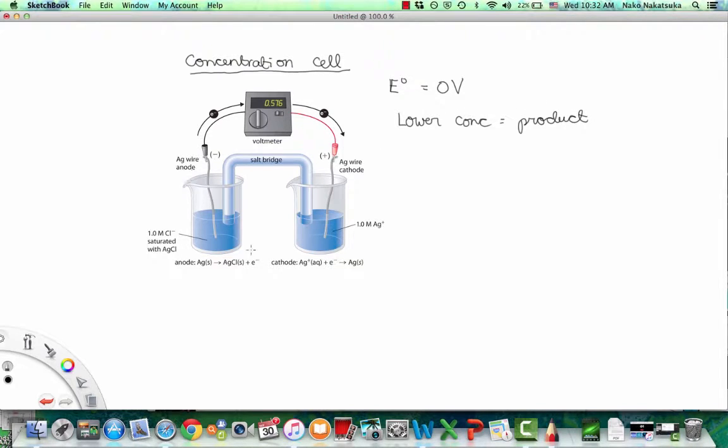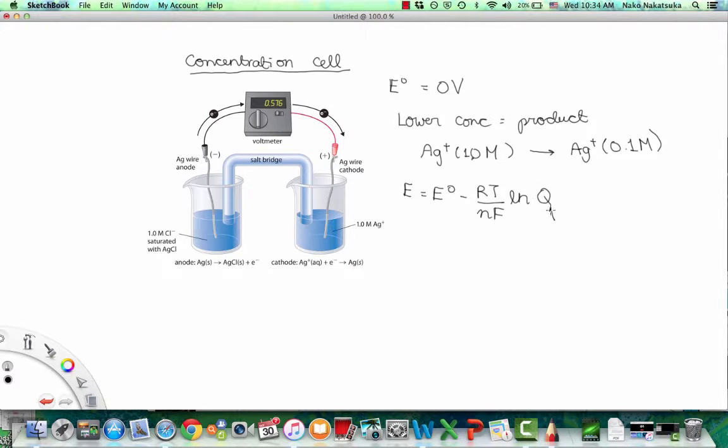And so as an example here, let's set up this equation where we have silver plus at 1 molar, going to silver plus at 0.1 molar. And so as you can see, we're going from a higher concentration to a lower concentration, where this is the reactant and this is the product. From here, we can use the Nernst equation that we saw before, where we have negative RT over nF ln Q, where this is the concentration of the products over the concentration of the reactants.